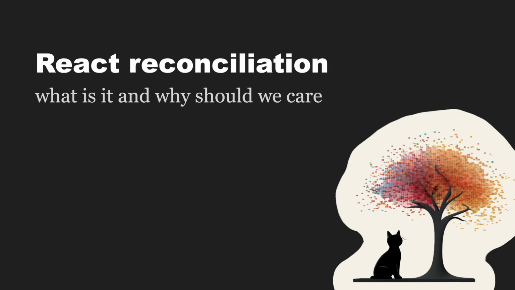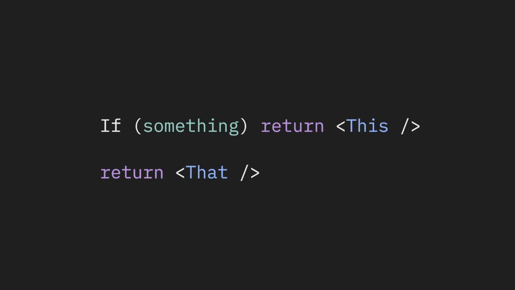What can be simpler in React than conditional rendering? If something, render this, otherwise render that. But nothing is as simple as it seems in React, and even a regular if statement can lead to quite mysterious behavior.